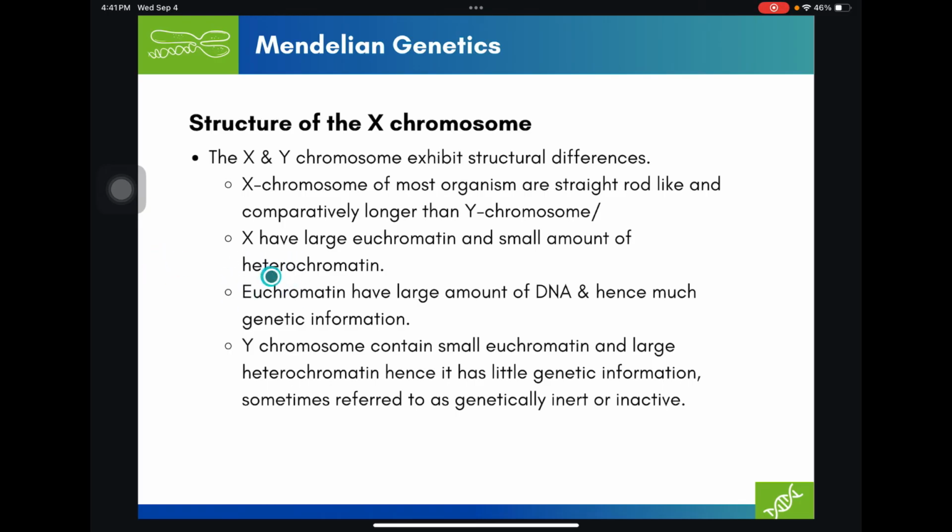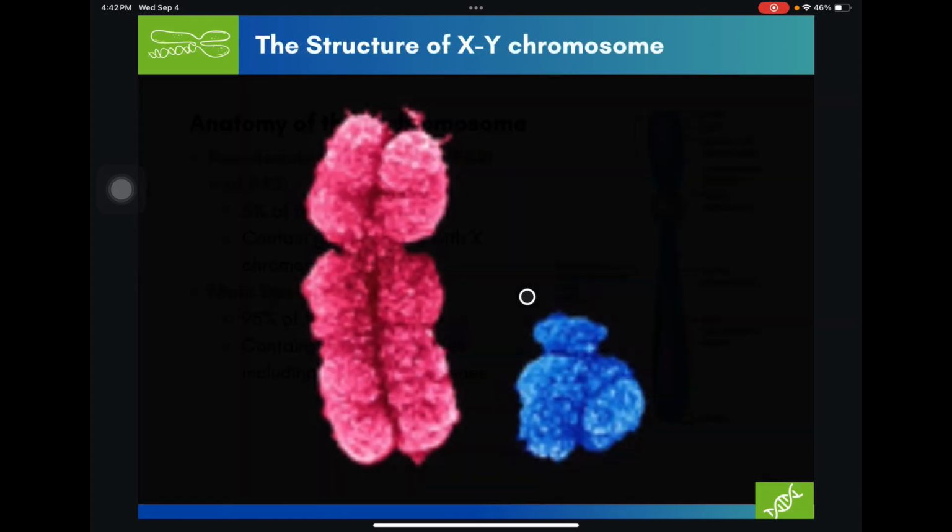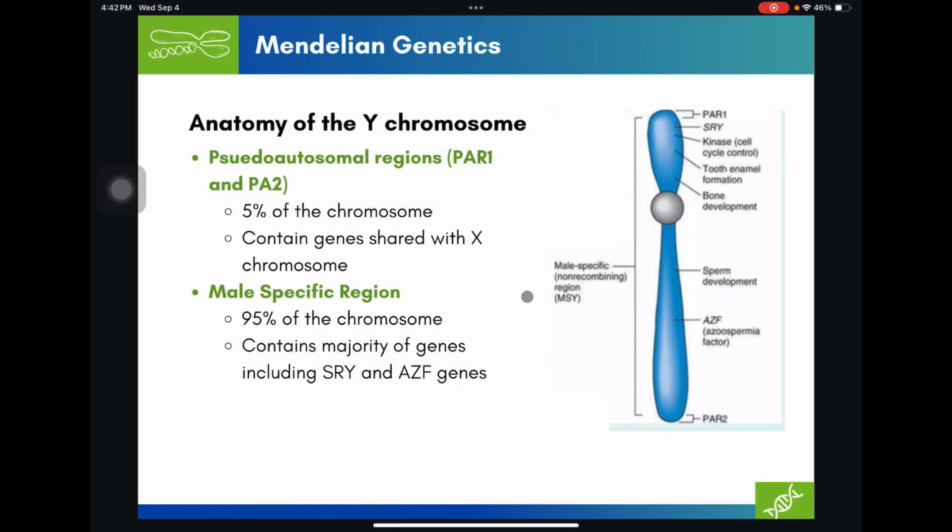The X chromosome has a very large amount of euchromatin and a small amount of heterochromatin. Euchromatin has a large amount of DNA. With that being said, much more genetic information is stored in the X chromosome in comparison to the Y chromosome. But the Y chromosome is particularly very important because this is where the sex of a human will be determined.